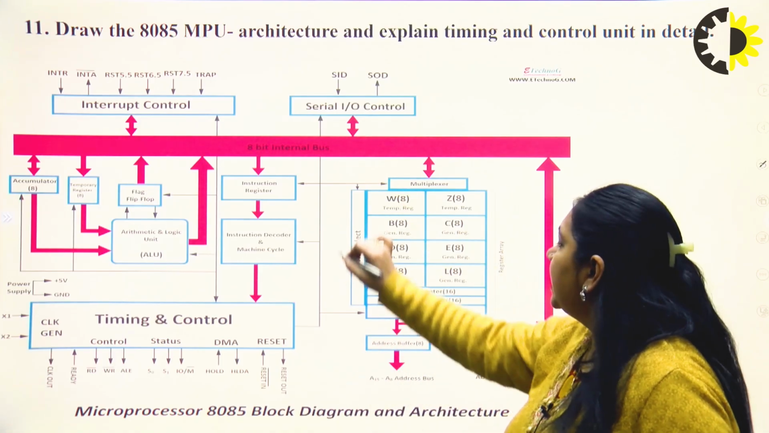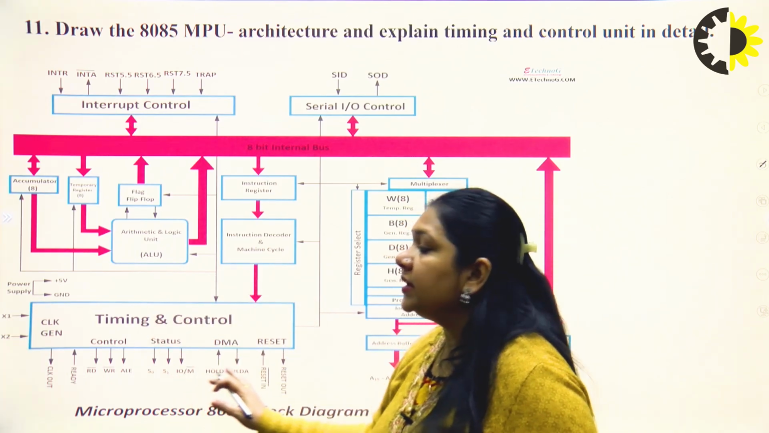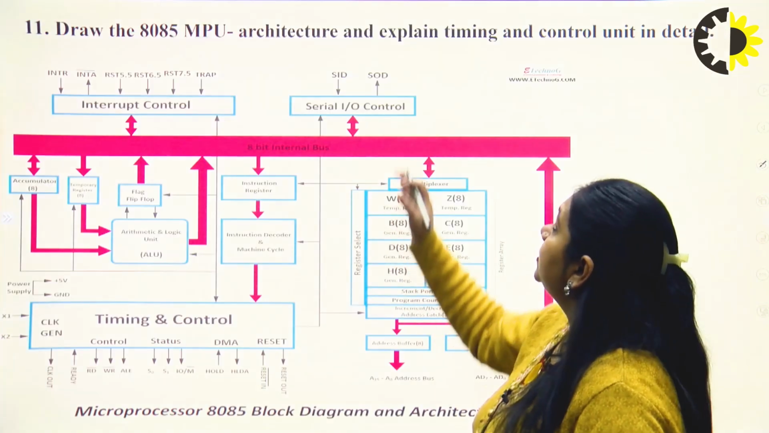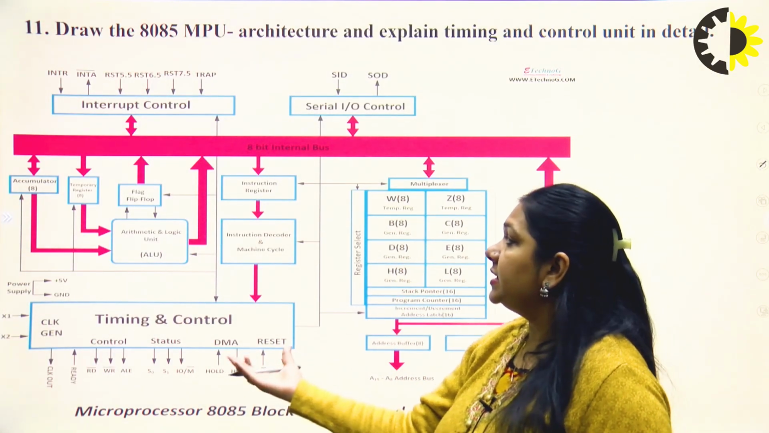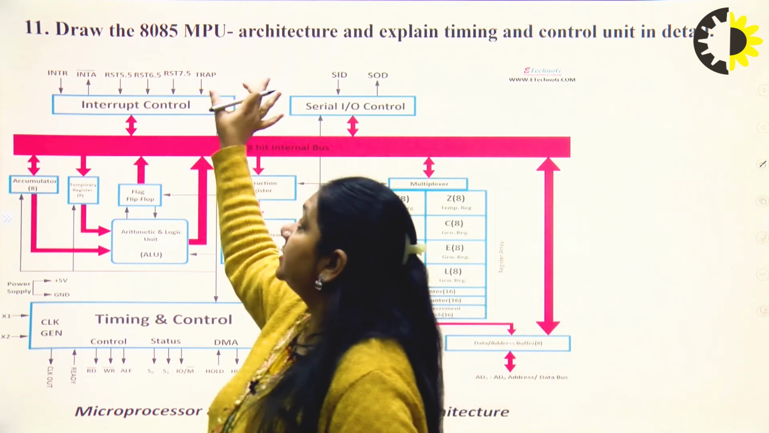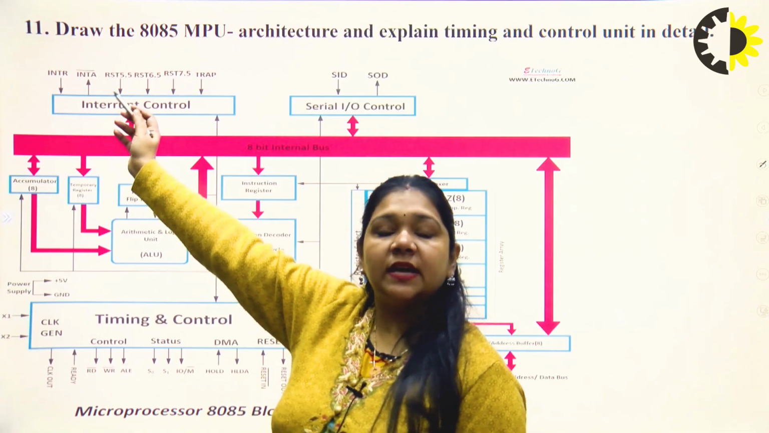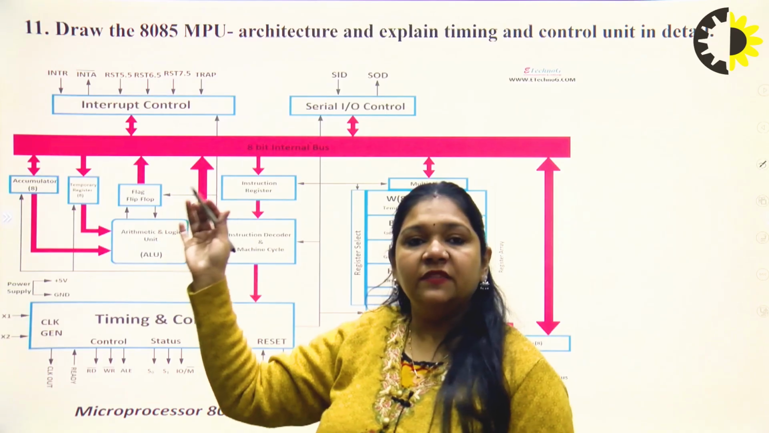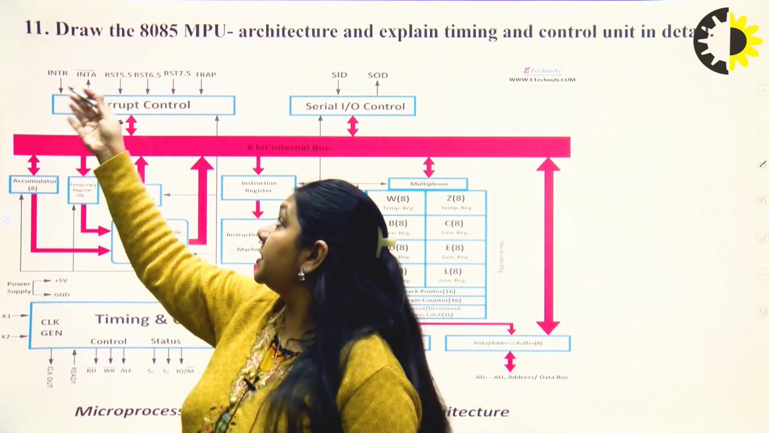So this portion can be known as the programming model. The timing and control unit can be further discussed alone, just like in this question. You can see, explain the timing and control. This is the only portion we have to discuss. These are interrupt controls. Here all the interrupts are discussed. INTR is interrupt request, INTA is interrupt acknowledgement, RST 5.5, 6.5, 7.5 and trap. All the maskable and non-maskable interrupt control is here.